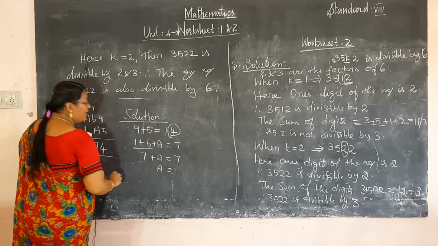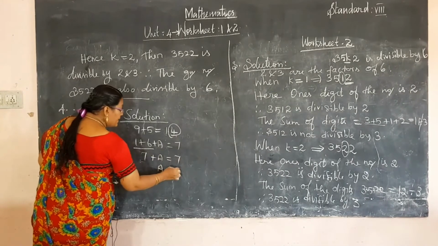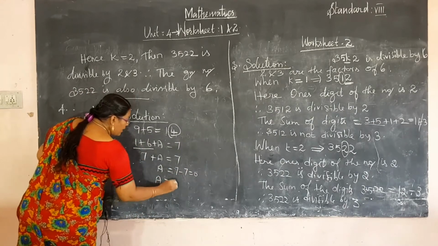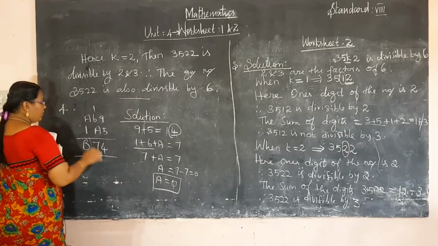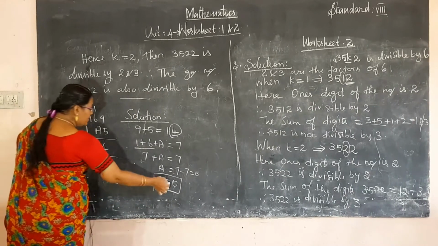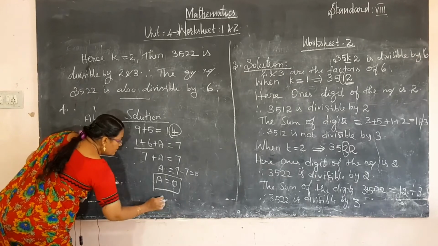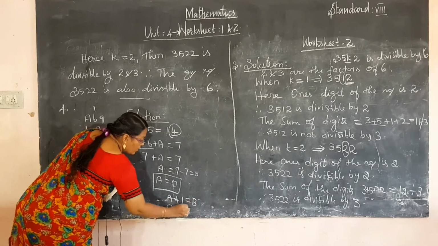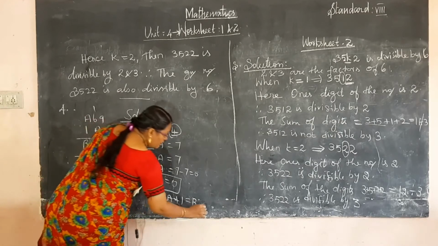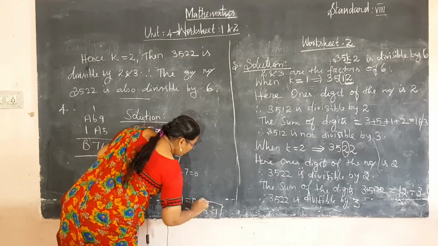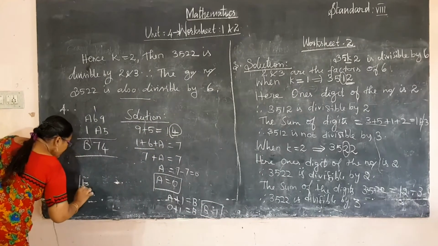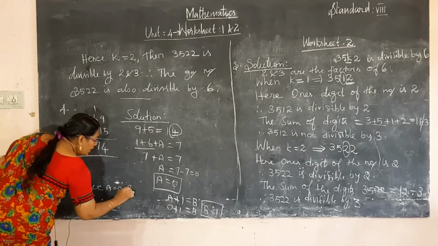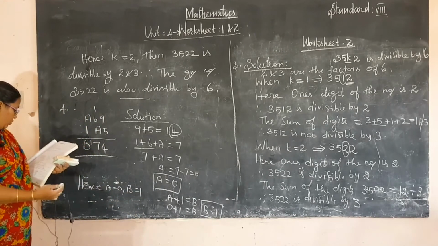So A is equal to, by using the transpose method, 7 moves to that side: 7 minus 7 you get 0. So A is equal to 0. Now replace A with 0. So A plus 1 is equal to B. So 0 plus 1 is equal to B. So B is equal to 1. Hence A equal to 0, B equal to 1. That's it.